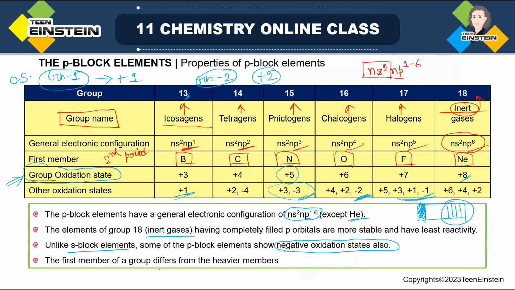The first member of a group, as I have said, differs from the heavier members. Heavier members means the rest of the members, because with respect to the first element, obviously the other members are heavier. That is why it is mentioned here as heavier members. So these are some general properties of p block elements.